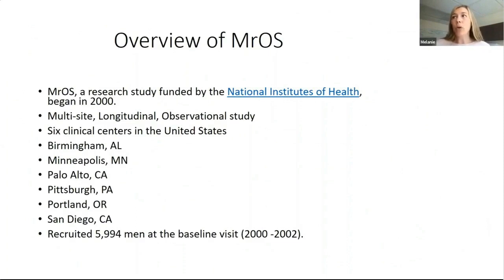We have Oregon and California on the West Coast. We have Pennsylvania on the East Coast. We have Minnesota to the north and Alabama to the south. All subjects were enrolled at baseline, so not adding any additional subjects throughout the years.